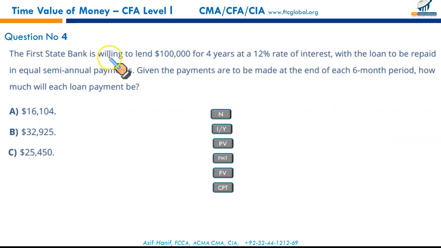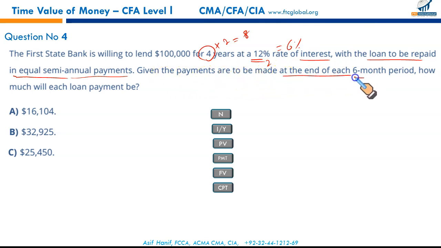The First State Bank is willing to lend $100,000 for 4 years at 12% rate of interest, with the loan to be repaid in semi-annual payments, which means 4 years must be converted into semi-annual periods, 8 payments. Interest must be divided by 2, that is 6%, that's important. And given the payments are to be made at the end of each 6 months, how much will each loan payment be?